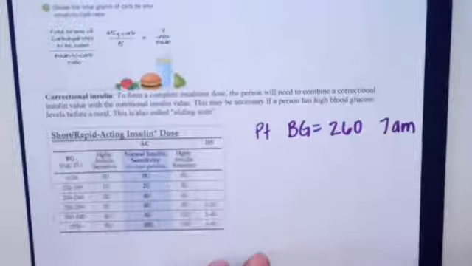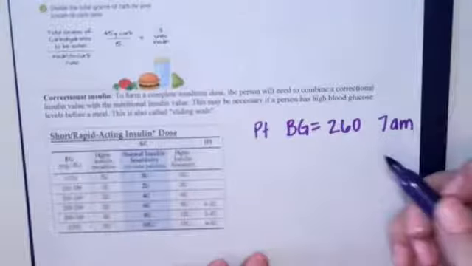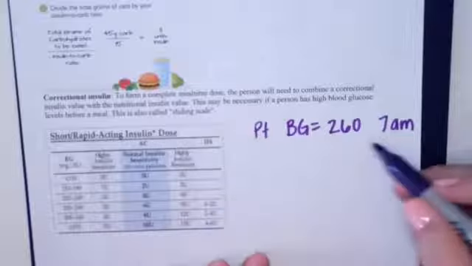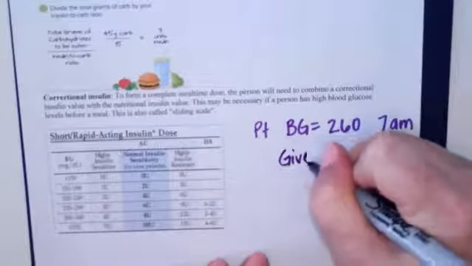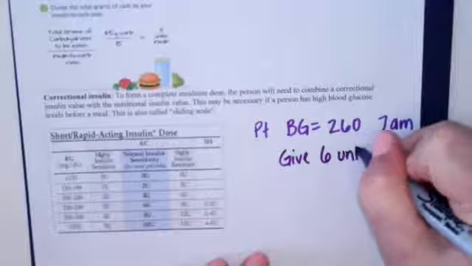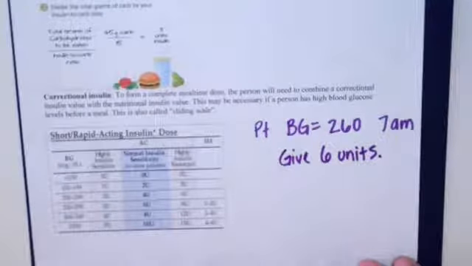I'm the nurse, I came on at 7 o'clock, their breakfast tray is going to get there at 7:30, and I need to treat their blood sugar based on what their breakfast tray is going to be. All right, so what I could do is correct this blood sugar now. So I could give 6 units if I have time. I could give 6 units now. And that's going to fix their blood sugar of 260.